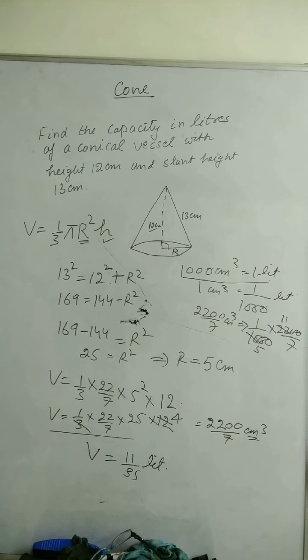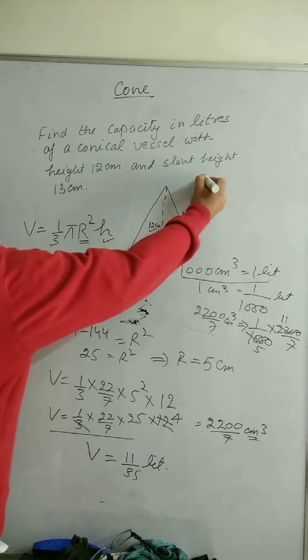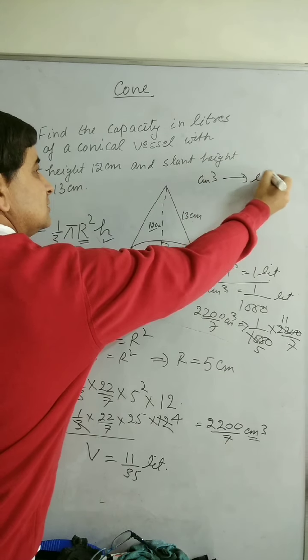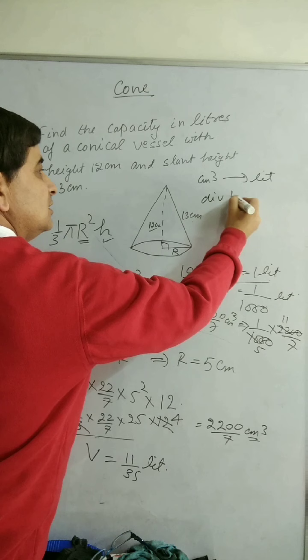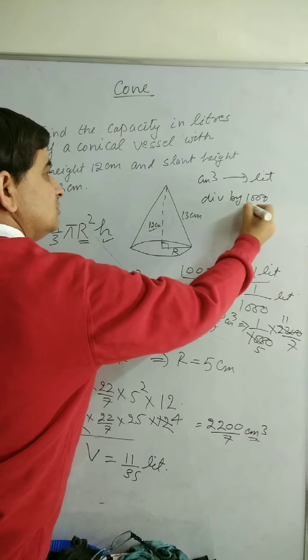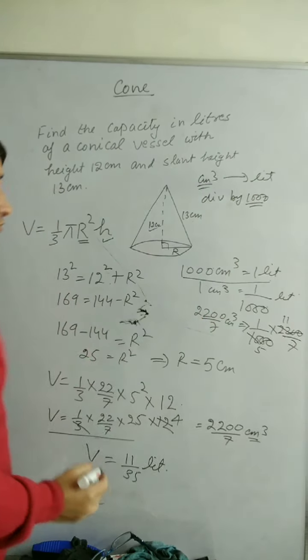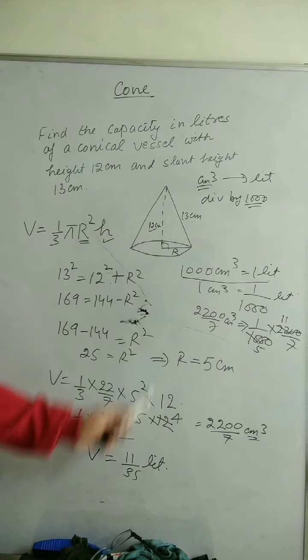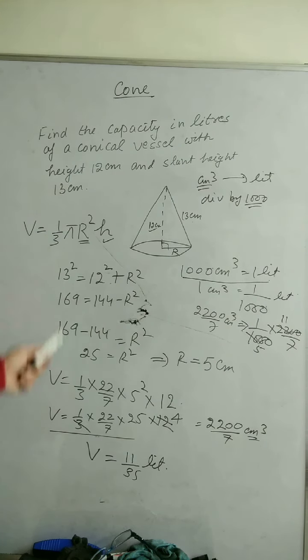So always remember, whenever centimeter cube is to be converted into liters, divide by 1000. What will you divide? Centimeter cube. If you divide it by 1000, what you will get? You will get it in liters. So this way you can solve this.